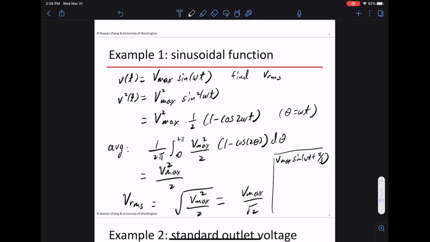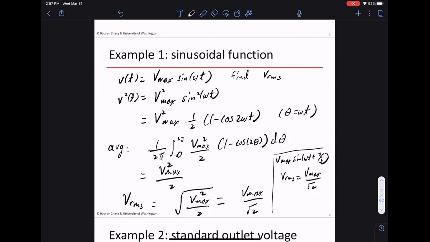No, the RMS value doesn't depend on the phase, because phase just shifts where you cross 0 for the waveform, but you're integrating over one complete period anyway. So the phase has no impact on the RMS value. VRMS is still V max over root 2. That's good to know.